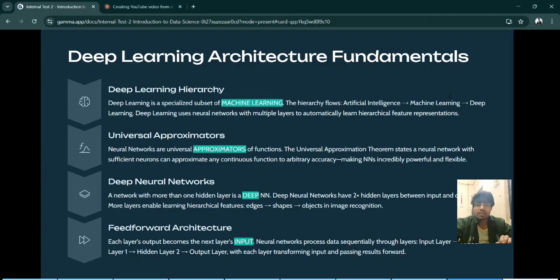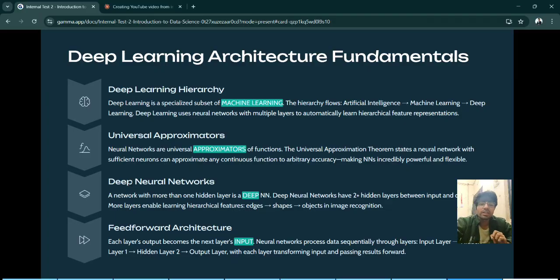Neural networks are universal blank of function. So the answer is approximators. This is the profound theoretical result called the universal approximation theorem. It states that a neural network with enough neurons can approximate any continuous function to arbitrary accuracy. This means neural networks can theoretically learn any input-output relationship, making them incredibly powerful and flexible.